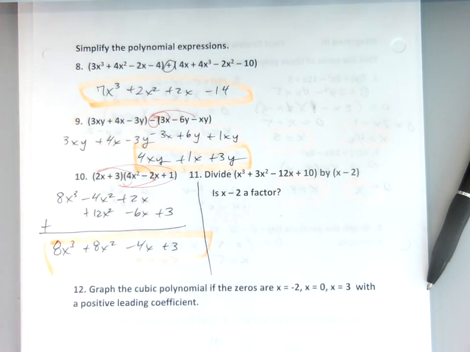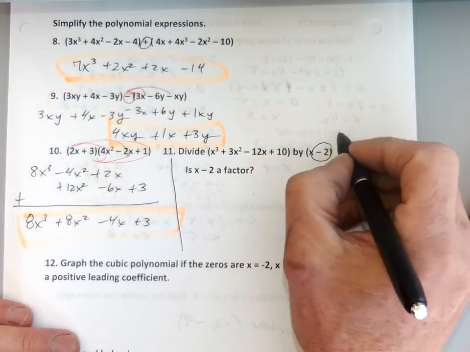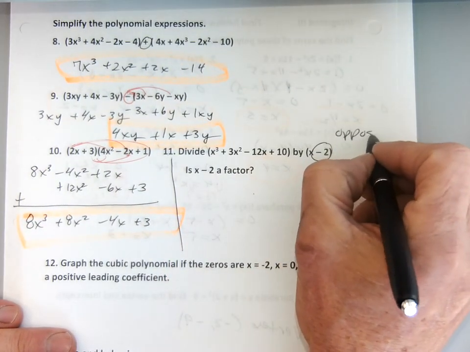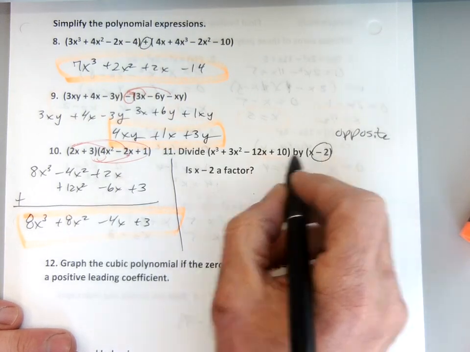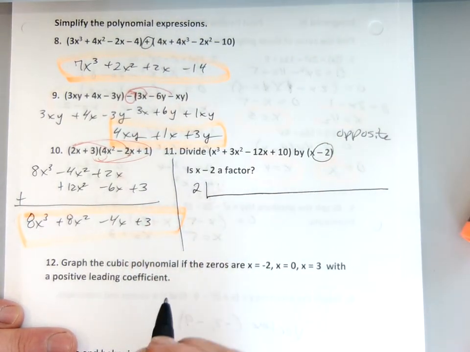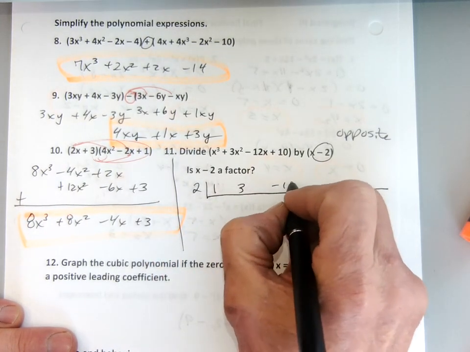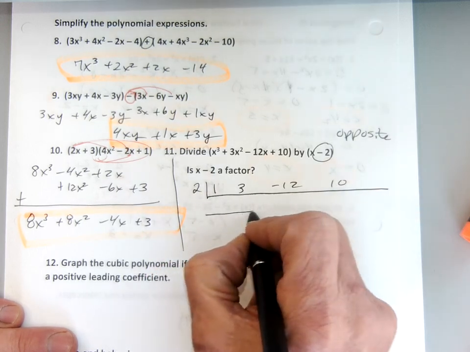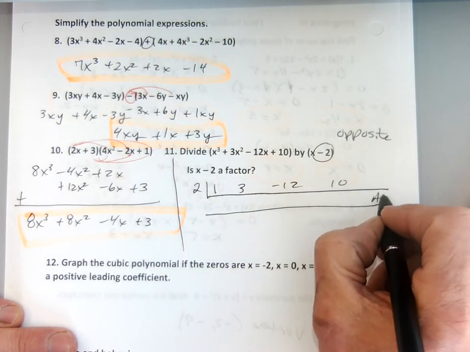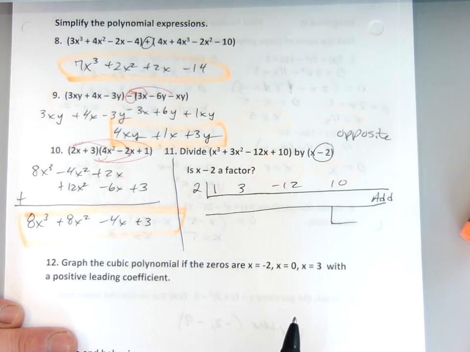Now divide, and I'm going to use synthetic division. So I'll go through it again with you. I'm going to use the opposite of that number. So instead of negative 2, I'm going to go positive 2. I go upside down division. I go 1, 3, negative 12, 10. This is my adder line. This is my remainder.